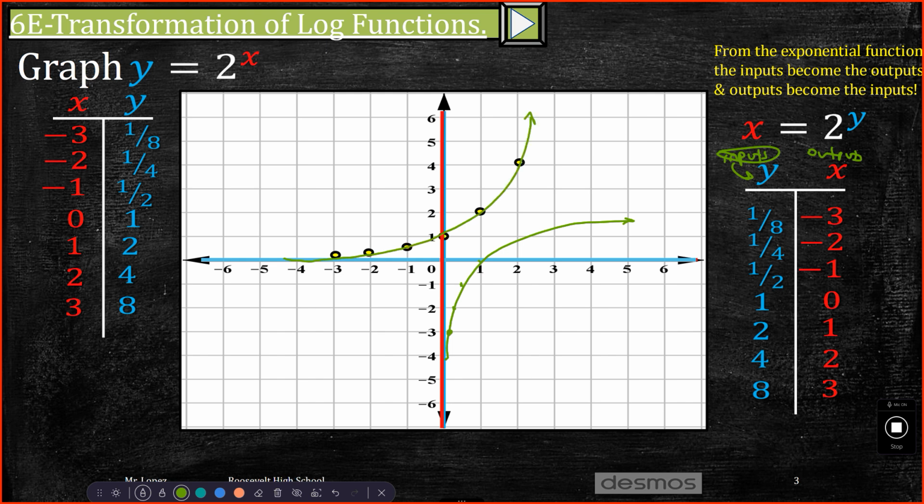And the other one looks like this. And so you could see that it is a reflection about y equals x. This is y equals x. So if you were to fold it, they land on top of each other like this. And so they are inverse functions.